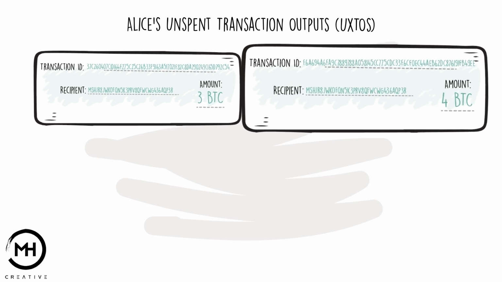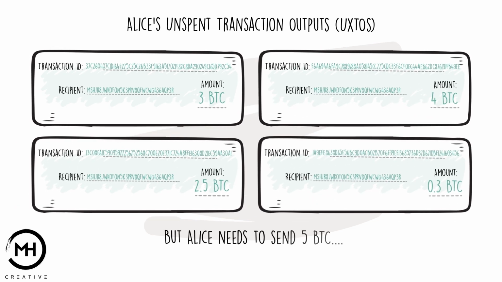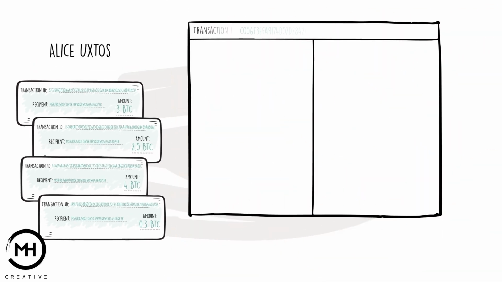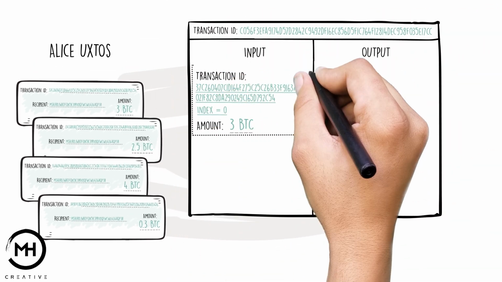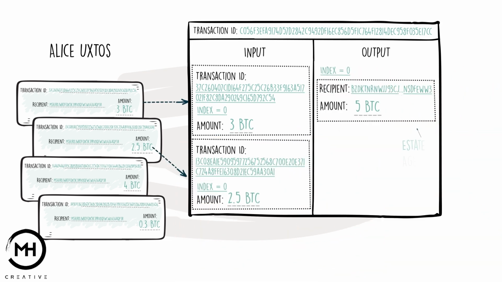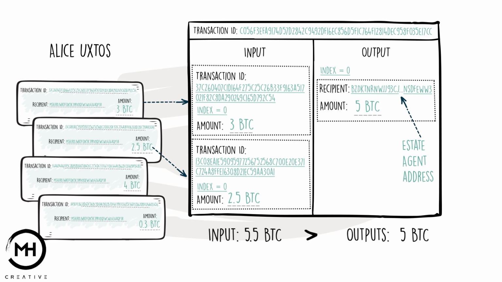Now, Alice wants to buy an expensive virtual house worth 5 Bitcoins, but now she runs into the opposite problem. She doesn't have any UXTOs with 5 or more Bitcoins. Well, just like we can have multiple outputs on a transaction, we can also have multiple inputs on a transaction. So all she needs to do is to write 2 inputs with 2 references to UXTOs, and as long as the sum of these 2 UXTOs that she owns adds up to more than 5 Bitcoins, she's good to go.